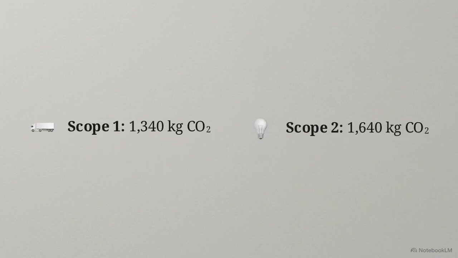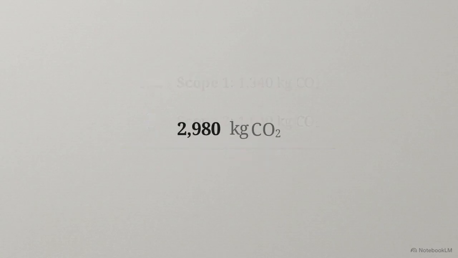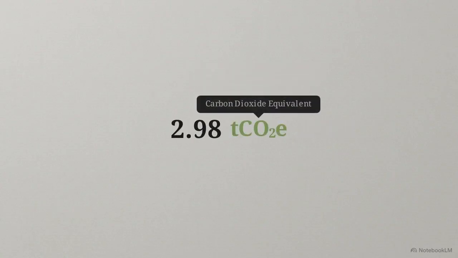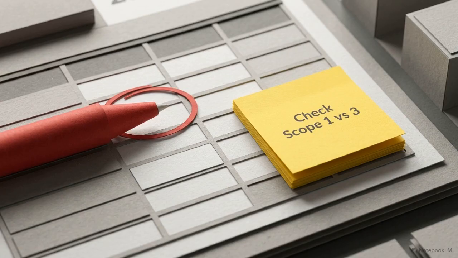To draft our final corporate inventory, we compile our direct operations. Adding our Scope 1 vehicle emissions to our Scope 2 electricity gives us a total of 2,980 kilograms of CO2. But standard corporate disclosures do not accept kilograms. The required metric is tons. To complete the report, we divide our kilogram total by 1,000, giving us a final footprint of 2.98 metric tons of CO2 equivalent. That workflow is your complete template.